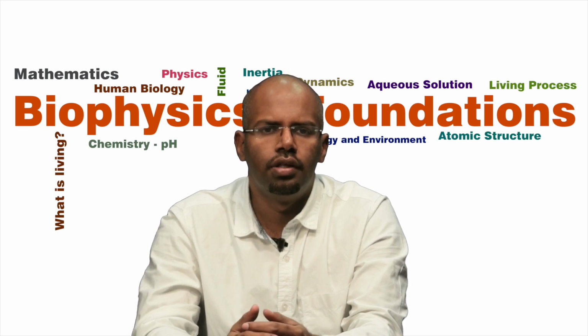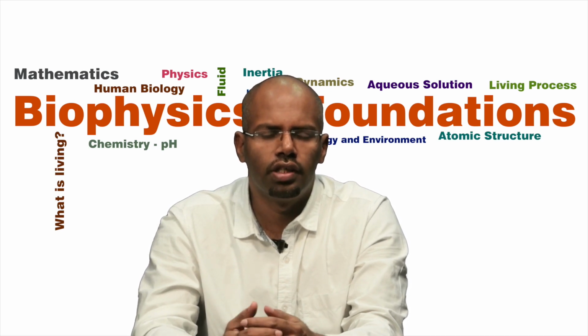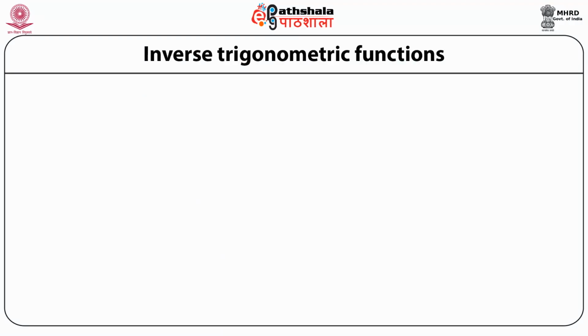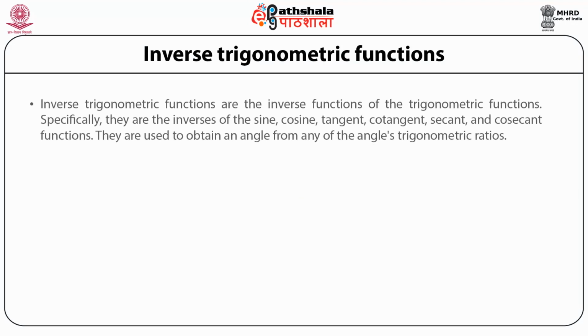Now, describing the different ratios as inverse trigonometric functions. Inverse trigonometric functions are the inverse functions of the trigonometric functions. Specifically, they are the inverses of the sine, cosine, tangent, cotangent, secant and cosecant functions. They are used to obtain an angle from any of the angle's trigonometric ratios.